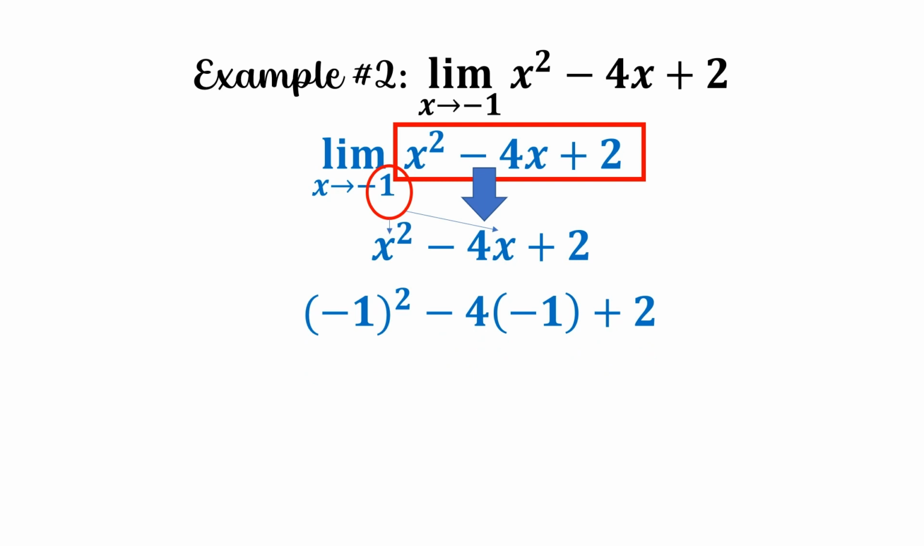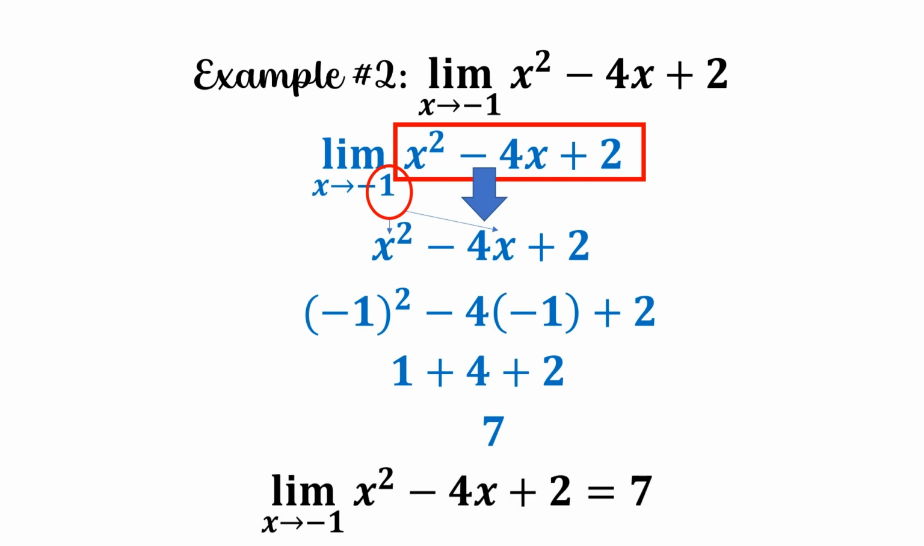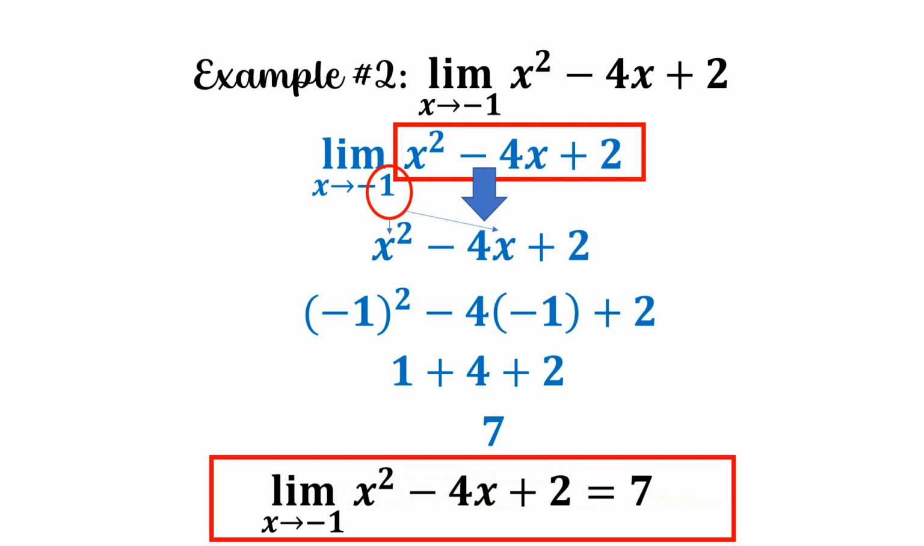Then, x squared should be negative 1 squared, minus 4x should be minus 4 times negative 1. Simplify using the MDAS rule. Negative 1 squared is 1. Minus 4 times negative 1 is 4. So, 1 plus 4 plus 2 is 7. Therefore, the limit of x squared minus 4x plus 2 as x approaches negative 1 is 7.